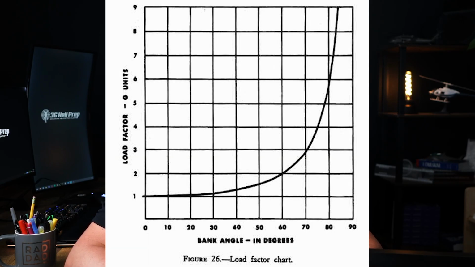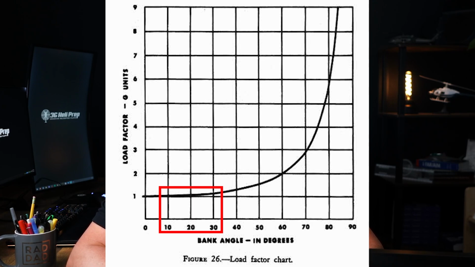Load factor is the measure of stress or load on the helicopter structure compared to its normal weight. It's usually expressed in the form of G's or gravitational forces. For example, a load factor of 2 G's means the helicopter feels twice as heavy as its normal weight.